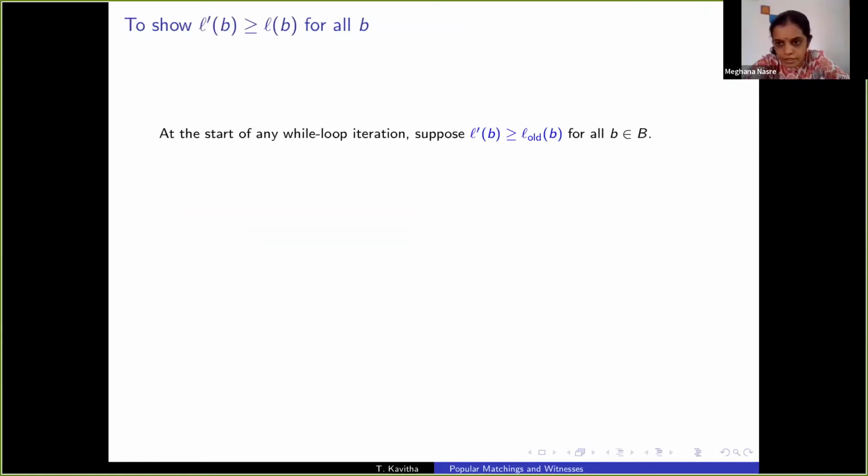Yes, sounds okay. So let's say at the start of any while loop iteration, it is indeed the case that our current L value, let's call it L subscript old, satisfies L old B less than or equal to L prime B for all B. Then we will prove that by the end of this while loop, this inequality is still maintained as an invariant. And this inequality is certainly true right at the beginning because all L values are initialized to 0.